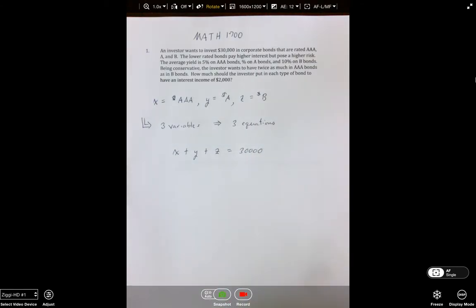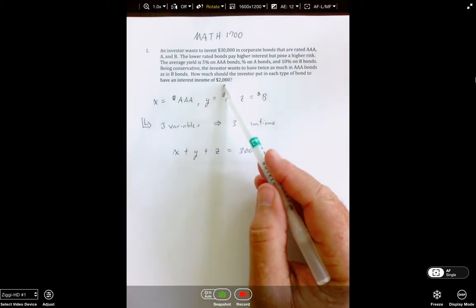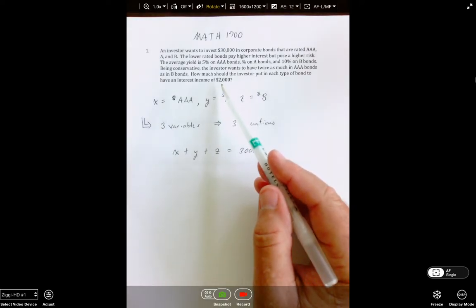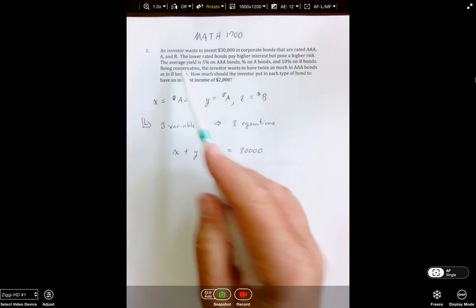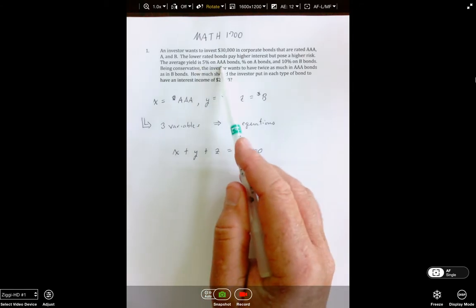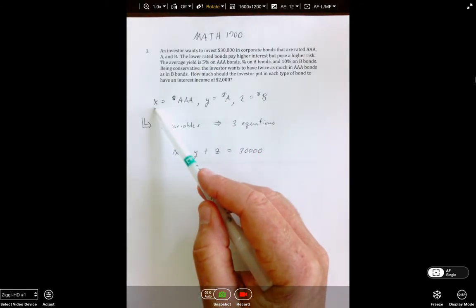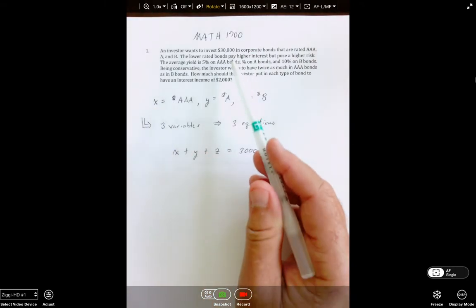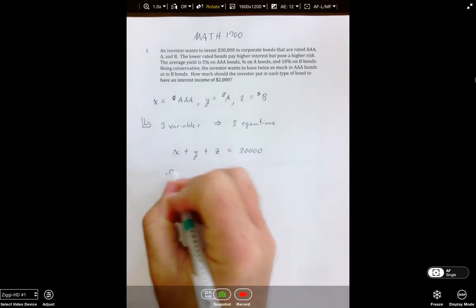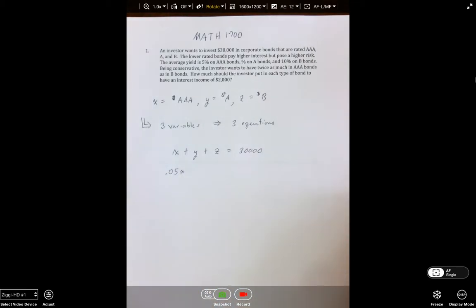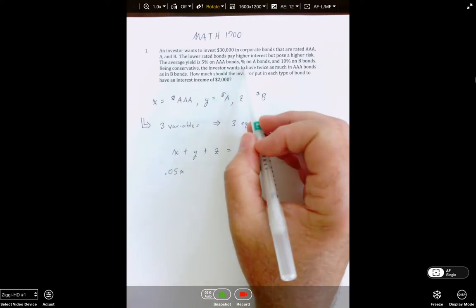The other information given in the problem is that the interest has to be $2,000. Well, we know that we find interest by taking the amount times the interest rate. The average yield is 5% on the AAA, so the amount I have in AAA, which is X, times 0.05 will be the interest that I get from that particular investment.